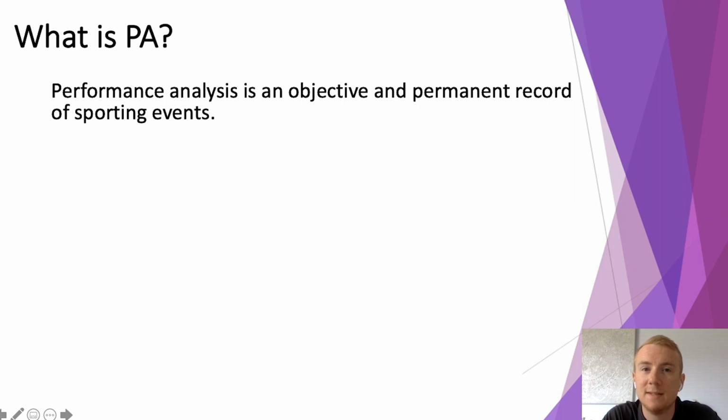Now, objective means it's factual. It means it's something that cannot be argued against because it's there in black and white as a number, or also as a video or a picture. So it means that we know it is an accurate representation of what's happened within a match. So for example, an objective number could be the number of goals that we score within a game, and it could be the number of shots that we miss. And they're both objective pieces of information that can tell us plenty about a shooter's performance.